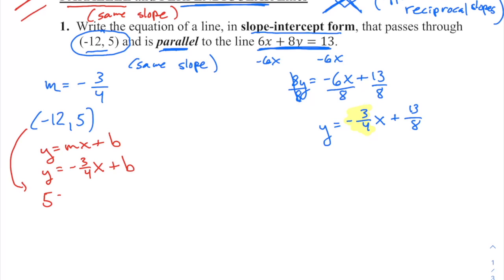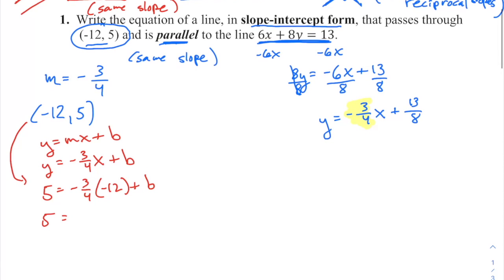5 goes in for y equals negative 3/4 times negative 12 goes in for x, and I'm going to solve. Negative 3/4 times negative 12 is positive, and 3/4 of 12 is 9, positive 9. And again, you can do that by doing 3 times 12 is 36, and 36 divided by 4 is 9.